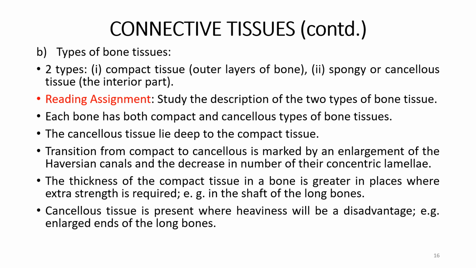And the assignment is that you study the description of the two types of bone tissue. Study them. It's very important. Each bone has both types of tissues. Like I told you earlier, the cancellous bone is found in the interior part, whereas the compact is found in the outer part. Transition from compact to cancellous is marked by enlargement of the avasal canals.